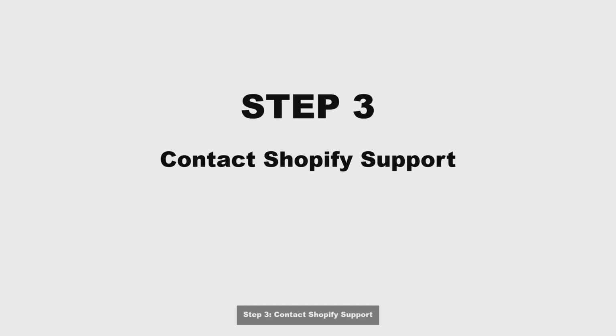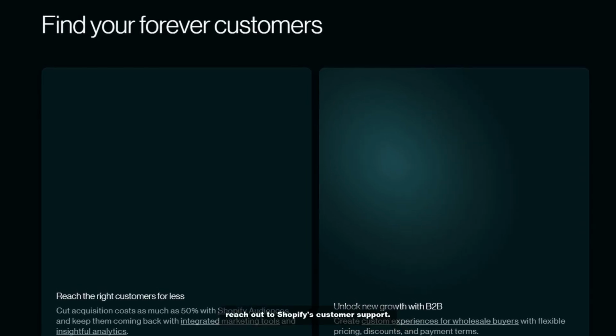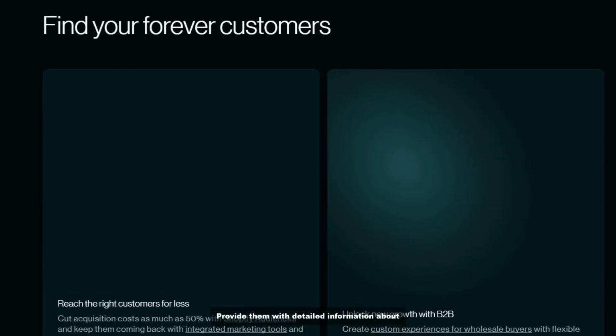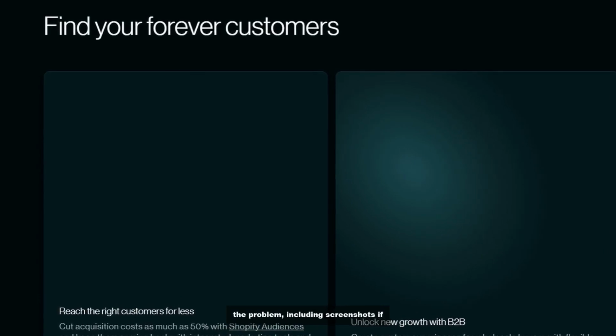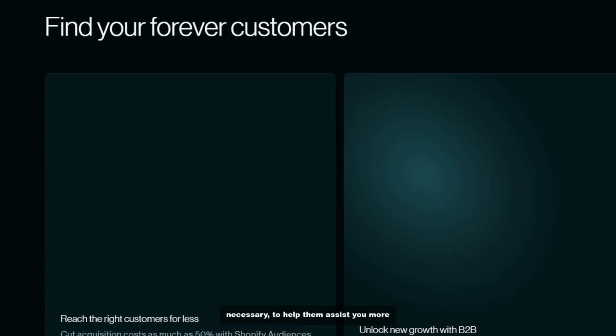Step 3. Contact Shopify support. If you cannot resolve the issue on your own, reach out to Shopify's customer support. Provide them with detailed information about the problem, including screenshots if necessary to help them assist you more effectively.